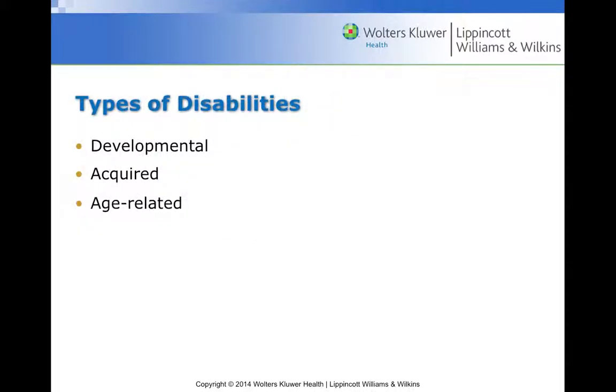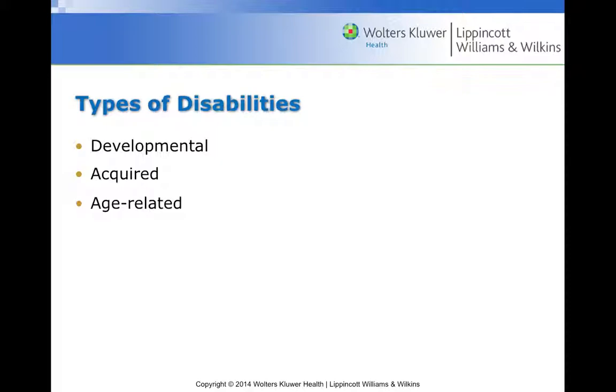Now we'll look at the types of disabilities. First, we'll talk about developmental. These are the ones that you may see more often, and developmental disabilities are those that occur anytime from birth to 22 years of age and result in an impairment of physical or mental health, cognition, speech, language, or self-care. Examples of those, of course, are spina bifida, cerebral palsy, Down syndrome, and muscular dystrophy.